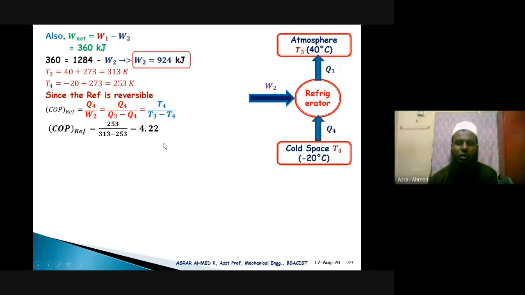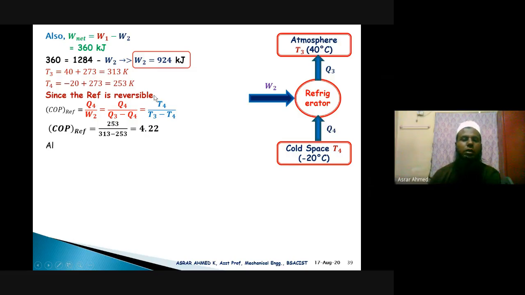Any refrigerator working between these two temperatures cannot have COP above 4.22; a COP of 4.5 or 4.6 will not be possible for such a refrigerator. Working between these two temperatures it can have a maximum of 4.22 only. That is the meaning of COP maximum, or COP Carnot. We are using the Carnot because of the reversible.